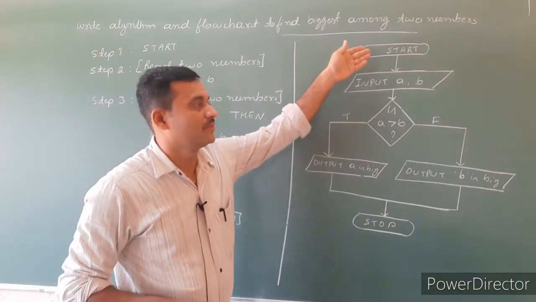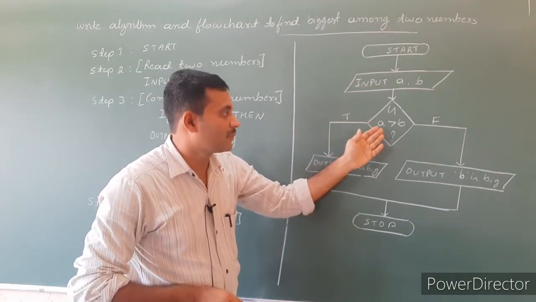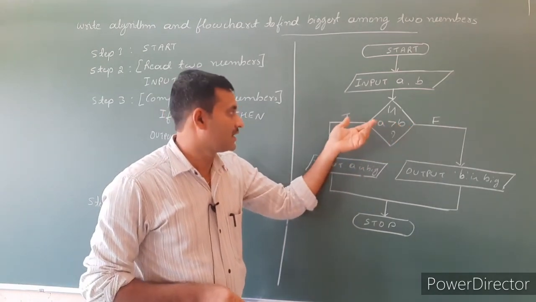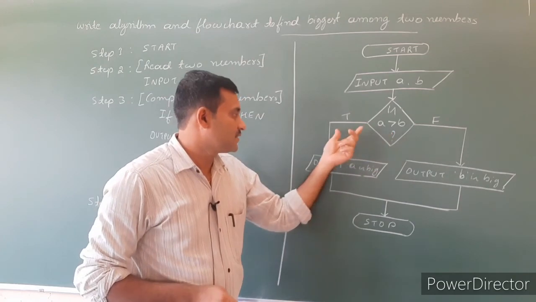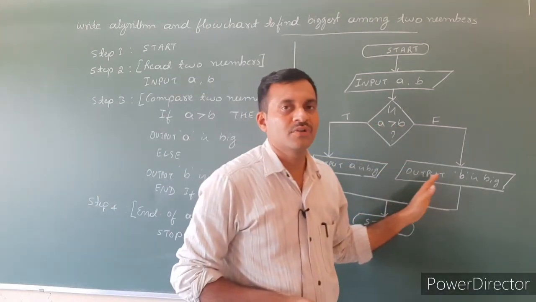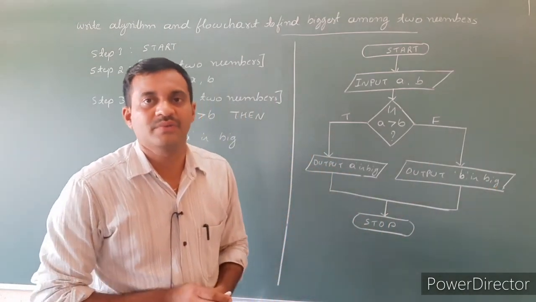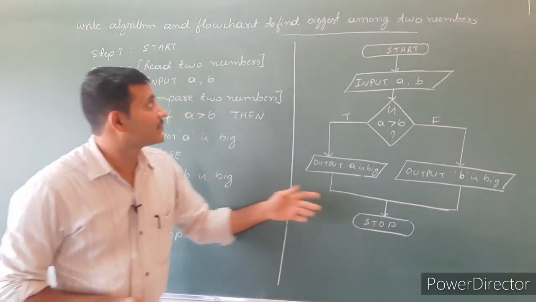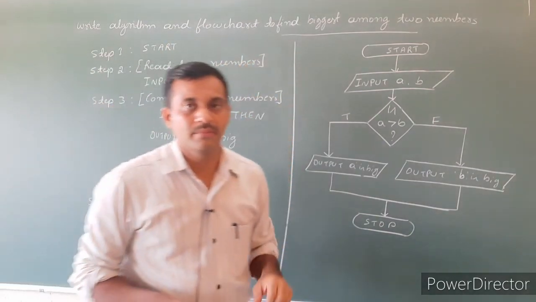So first it begins with start. We read two numbers A, B, then compare A greater than B, either true or false. If the condition is true, output A is big. If the condition is false, output B is big. Then after that we close the algorithm. This is the end of the flowchart where we discuss the biggest among two numbers.